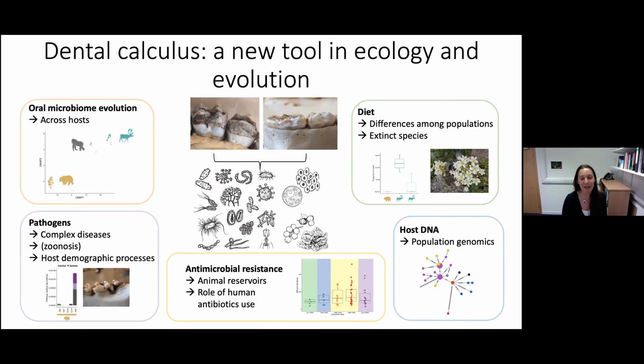I just want to summarize that I believe that dental calculus is an amazing tool for ecology and evolution. It allows us to study oral microbiome evolution, dietary diversity, host evolutionary history, pathogens, antibiotics. So I think pretty much for me, this is a can-do-it-all tool, and I don't see why anybody wouldn't use it, but I'm quite biased.